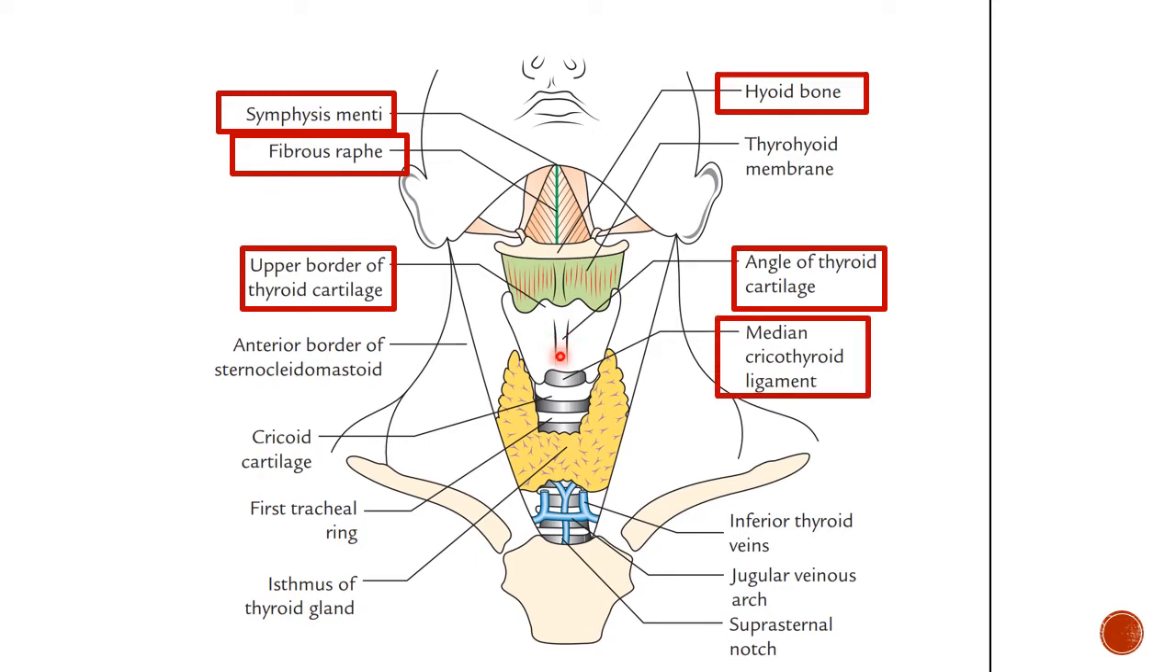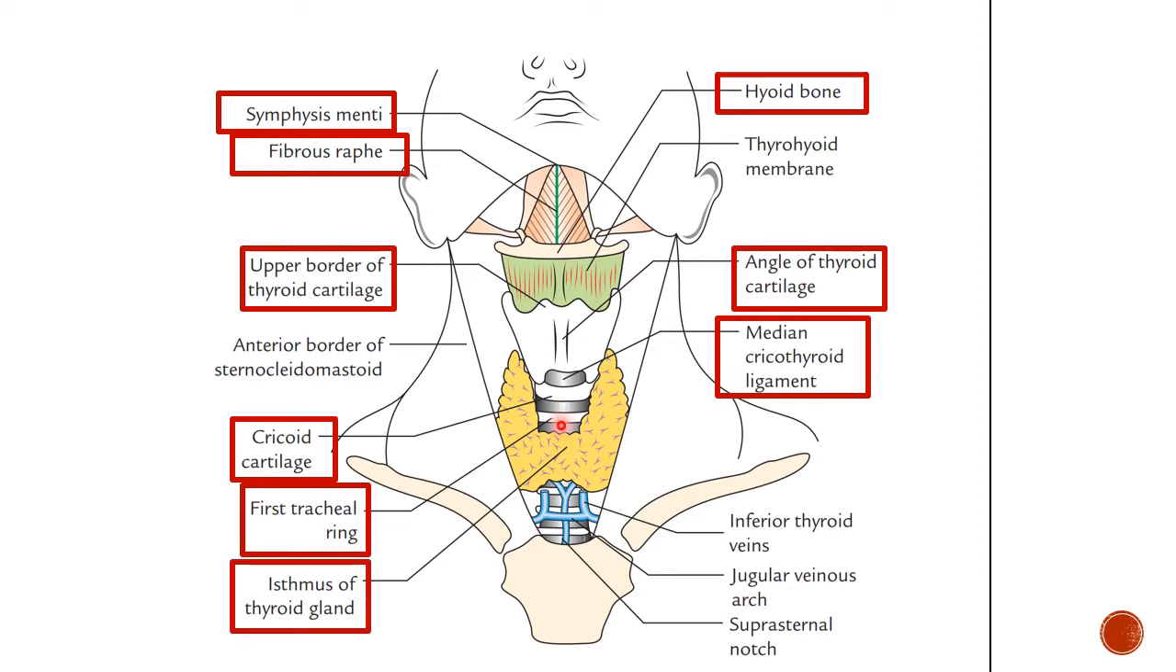Then below that we can identify the median cricothyroid ligament, which is present between the anterior arch of the cricoid cartilage and the lower border of the thyroid cartilage. Then below that you can identify the cricoid cartilage. Below the cricoid cartilage you can identify the first tracheal ring.